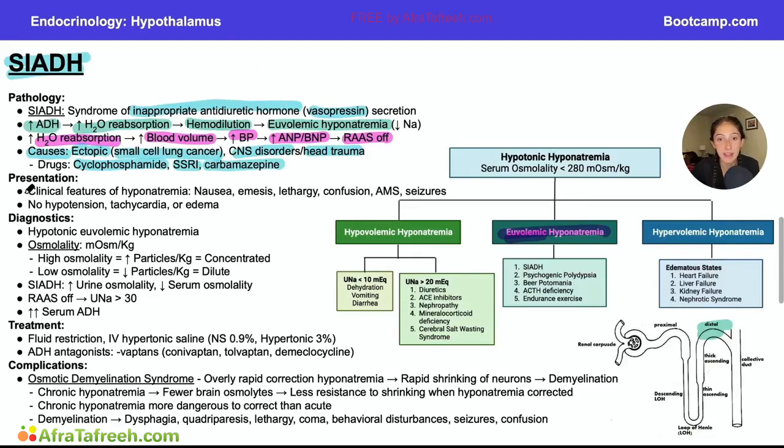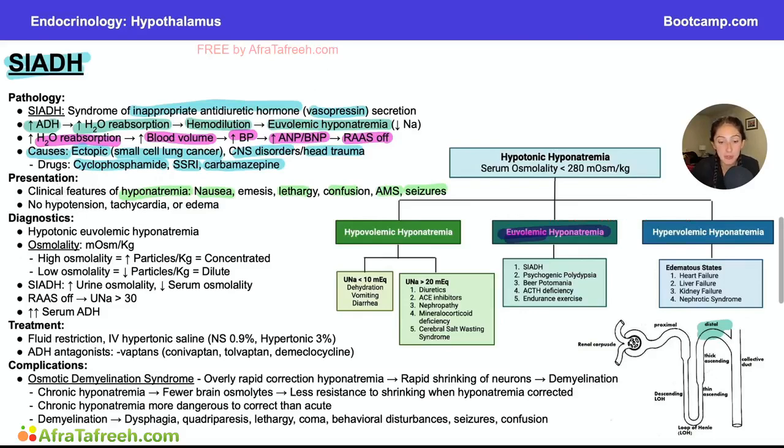Okay, so let's say you have SIADH. How is that going to present? Well, the presentation is going to be all the clinical features of hyponatremia. Remember, the main problem here is that we have diluted our blood and have functional hyponatremia. This is going to present with nausea, vomiting, lethargy, confusion, altered mental status, seizures. So if you see someone coming in and they're really obtunded, they're kind of acting weird, they are very nauseous, maybe they've thrown up a couple times, those are great clues that we might be thinking of a hyponatremia.